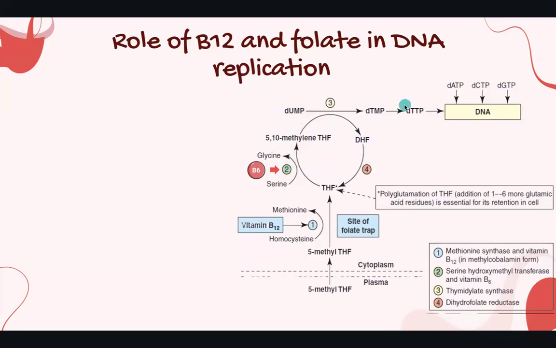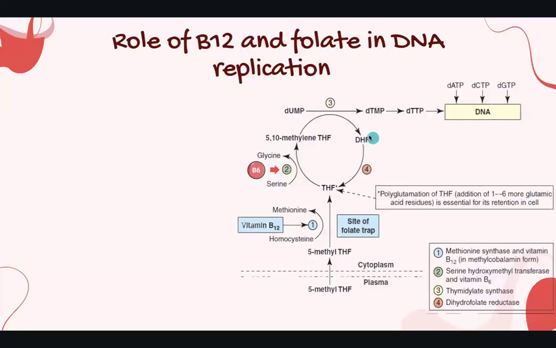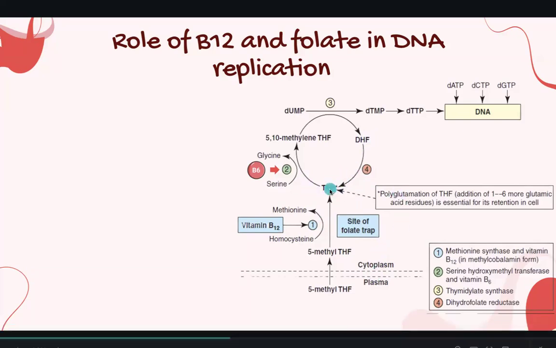We need to replenish our tetrahydrofolate stores. In order to do that, we need to convert the dihydrofolate back into tetrahydrofolate using the enzyme dihydrofolate reductase. And this is how we replenish the tetrahydrofolate storage inside the cell, okay? In order to keep this tetrahydrofolate inside the cytoplasm and prevent its efflux out of the cell, we need to bind it to glutamate, which keeps it inside the cytoplasm. And this process is called polyglutamation. Is that clear?